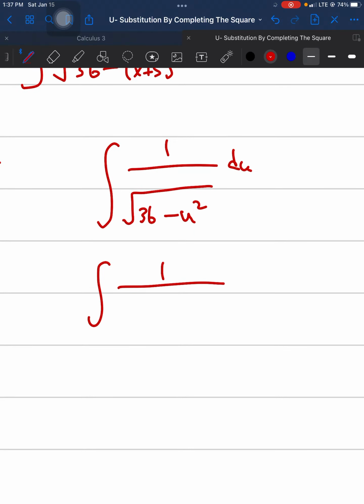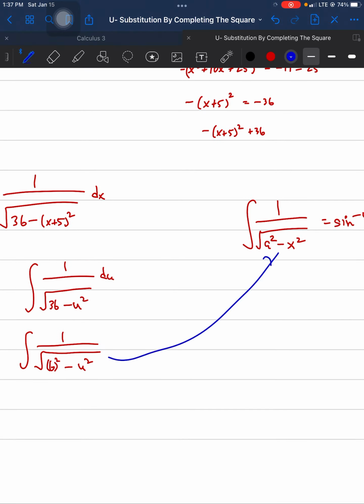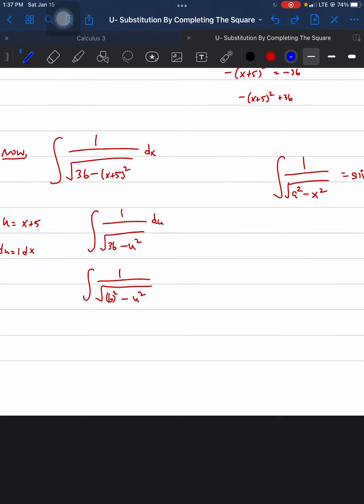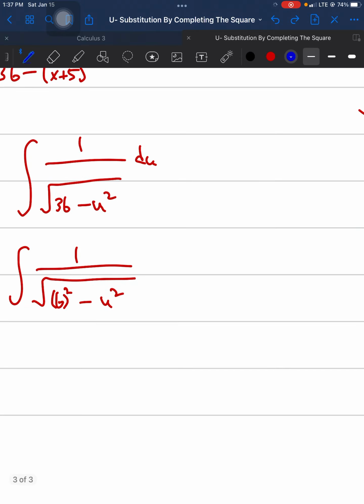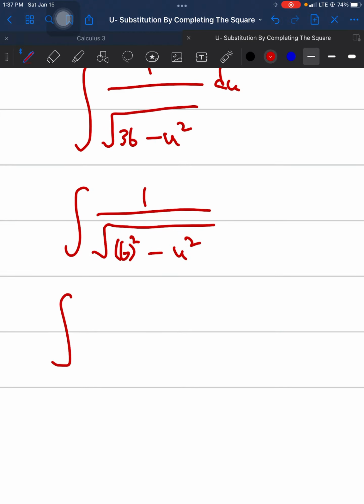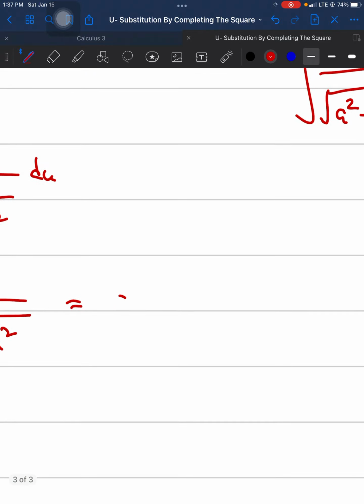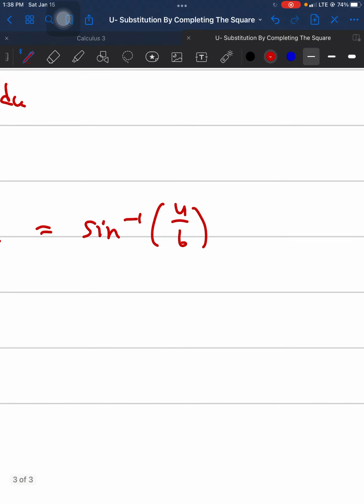So let's rearrange this a little. So let's do 1 over radical 6 squared, right? Since 6 squared is 36, minus u squared. And you see it's in that form right here. And in this case, a is going to be 6, right? A is going to be 6, and in this u is going to be, x is basically u right now. So we get, as the integral of this is just sine inverse u over a. So u over a, which is going to be u over 6.